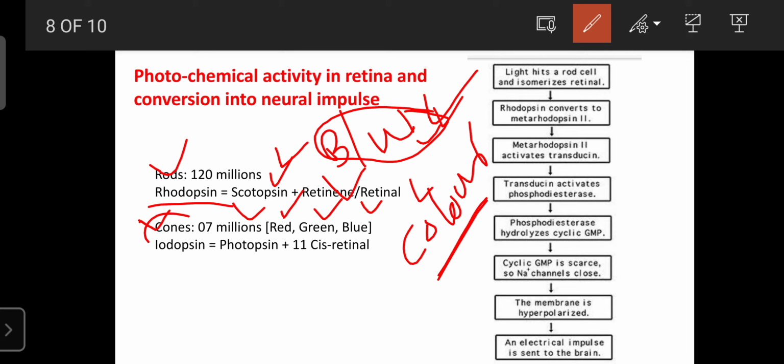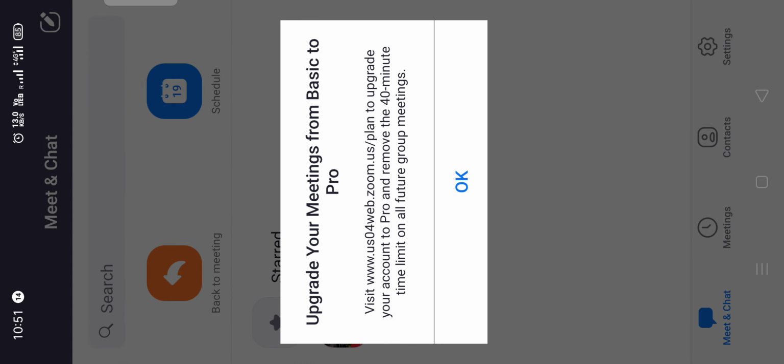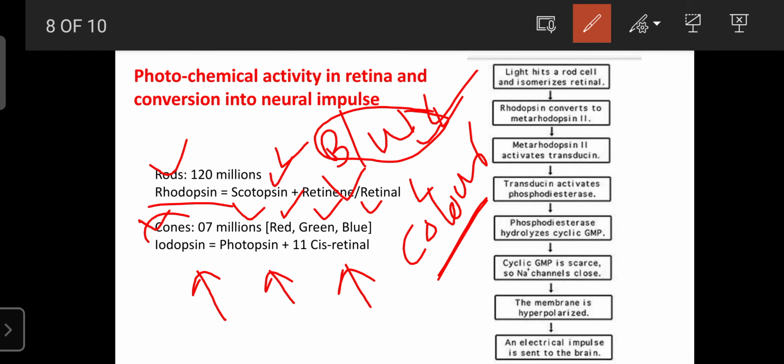These cones are made of a pigment like rhodopsin, known as the iodopsins. These iodopsins mainly consist of photopsin as well as 11-cis retinol. So these special photocells are involved in the regulation of both black and white and color vision. Due to the large number of rods, we can easily recognize the black and white image as compared to the color image, because the cones are fewer in number.